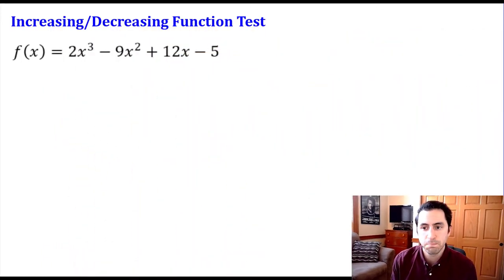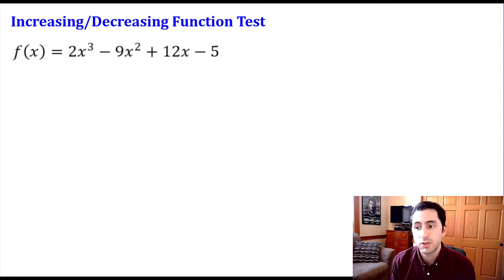So my first example, I have a function f of x is equal to 2x cubed minus 9x squared plus 12x minus 5. Now the first thing I want to do is find the critical numbers for this function. So remember, a critical number is where the derivative is equal to 0 or it's undefined.